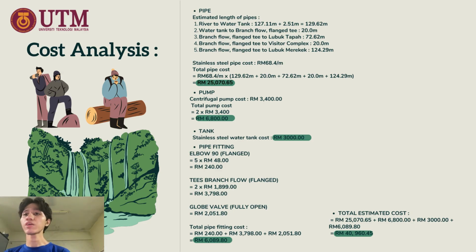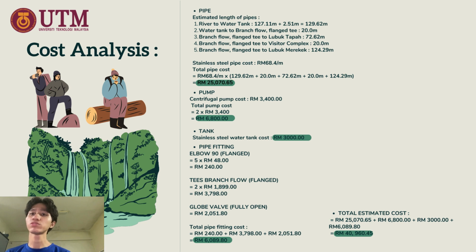So after considering all the pipe used, the pump, the tank, the pipe fitting, we make an analysis for the cost of this project. So the stainless steel pipe costs around 68 ringgit and 40 cents per meter. So the total estimated pipe cost is around 25,070 ringgit and 65 cents.